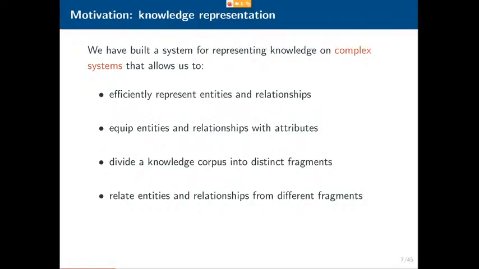We want to build a system for knowledge representation that would allow us to represent knowledge on complex systems. So we want to be able to efficiently represent knowledge on entities and relationships. We want to be able to equip entities and relationships with attributes that could be used, for example, to represent internal state, properties of entities and relationships.